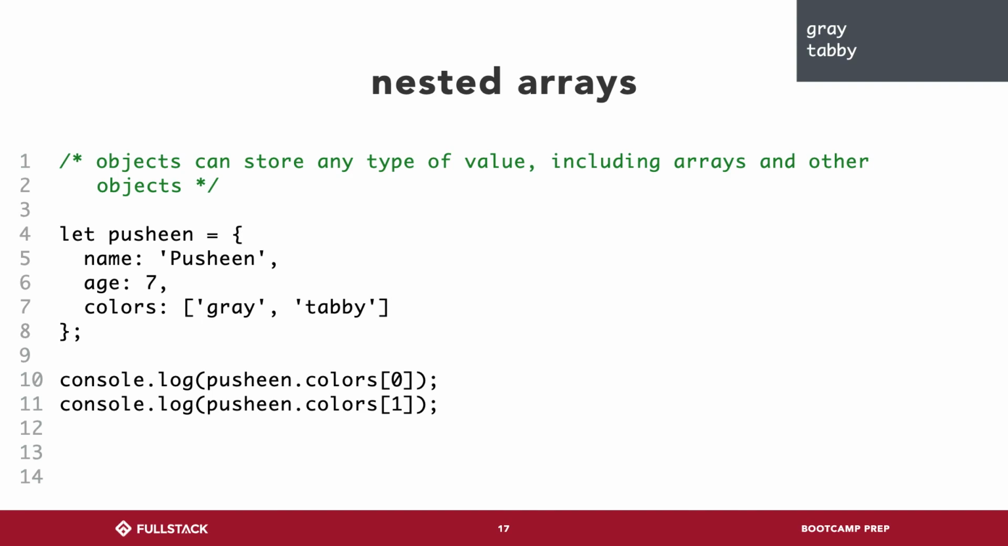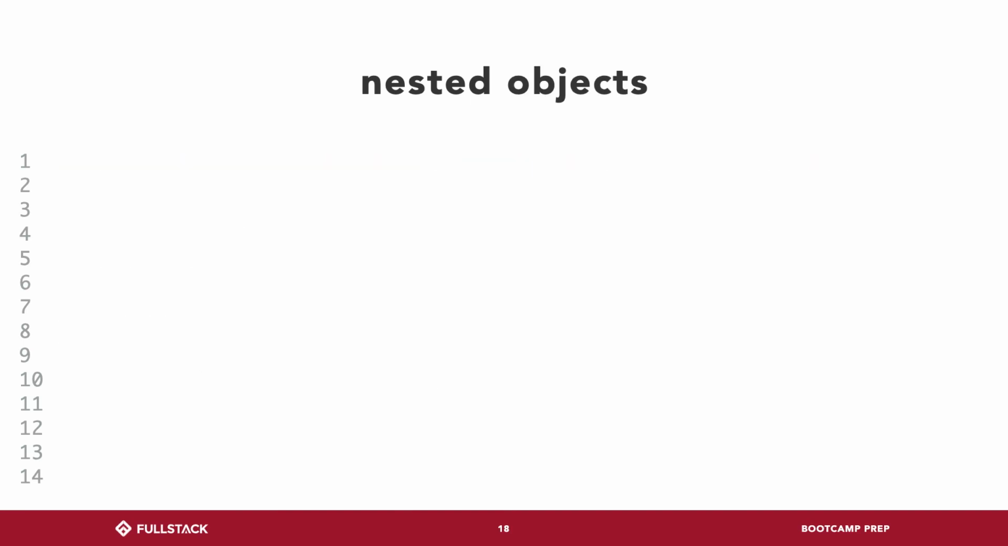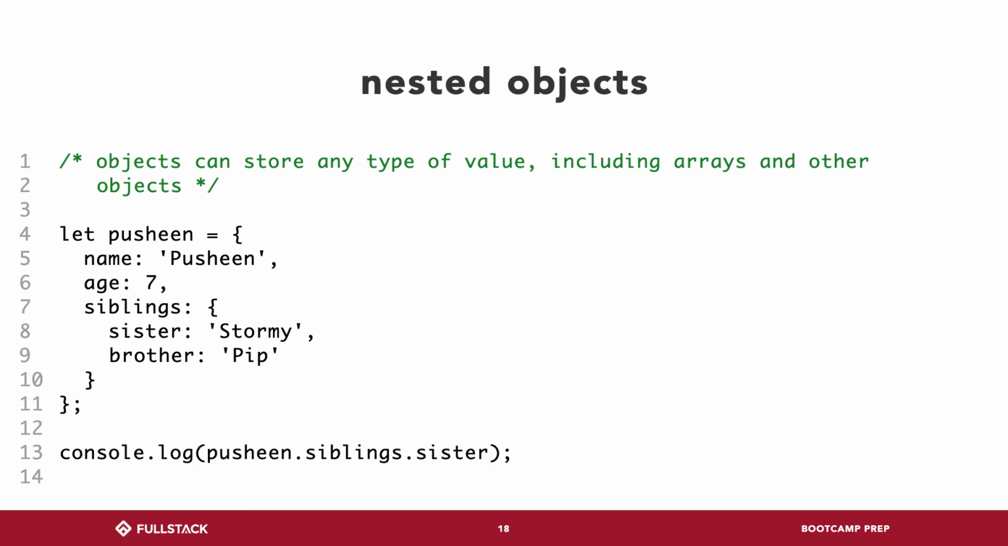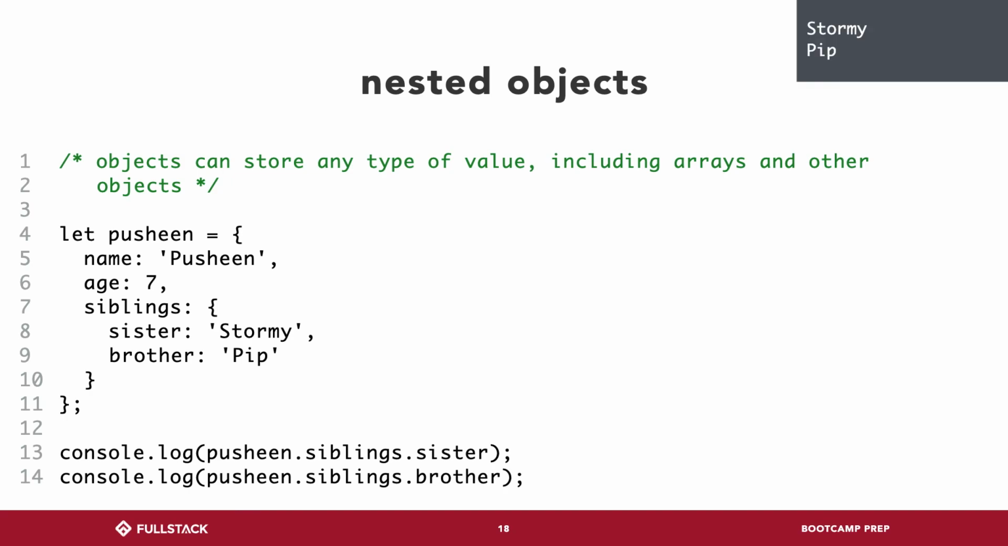You guys did the same thing yesterday with nested arrays, right? Array at 0 at 1, at 1 at 2, whatever. For grid purposes, right? This is another thing. This is how you do it. Just like if that was an object, Pusheen.siblings.sister, Pusheen.siblings.brother. Pip, Stormy.